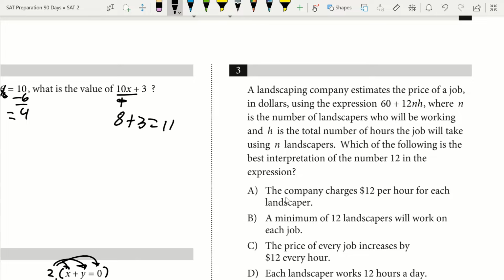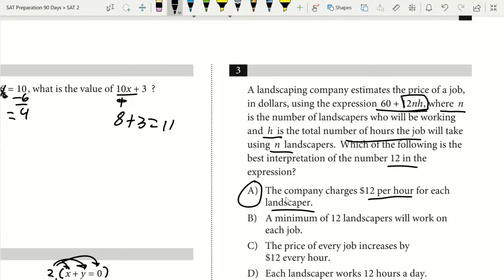A landscaping company estimates the price of a job in dollars using the expression 60 plus 12NH, where N is the number of landscapers who will be working and H is the total number of hours the job will take using N landscapers. Which of the following is the best interpretation of the number 12 in the expression? Okay, that 12 is getting multiplied by our number of landscapers and the number of hours. So then that 12 must be the cost per hour per landscaper. So that's answer choice A for number 3.